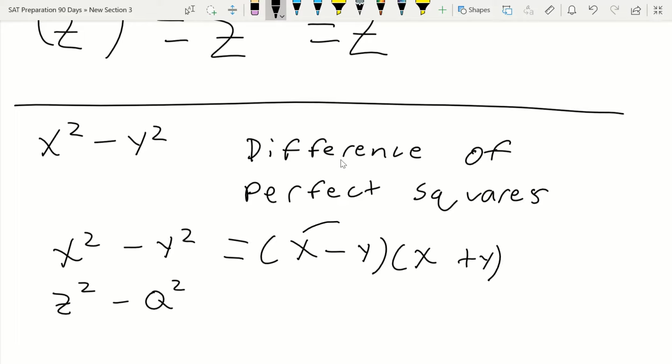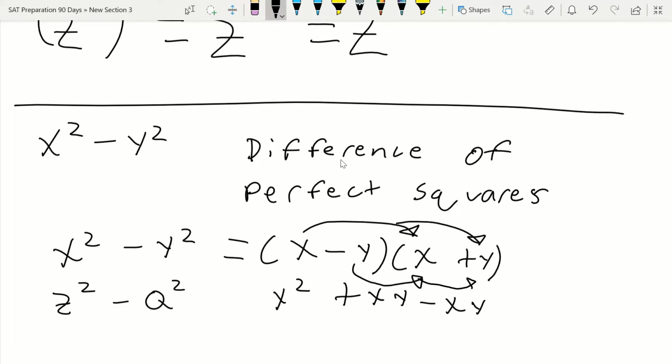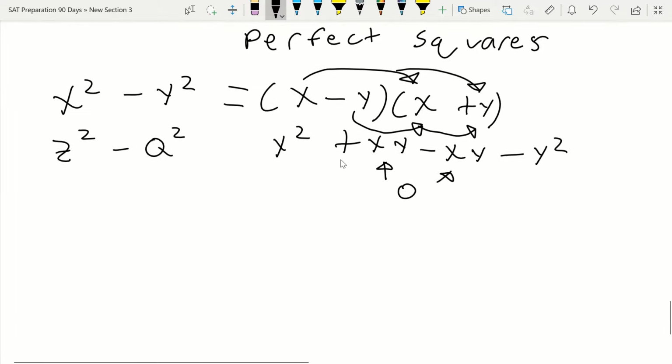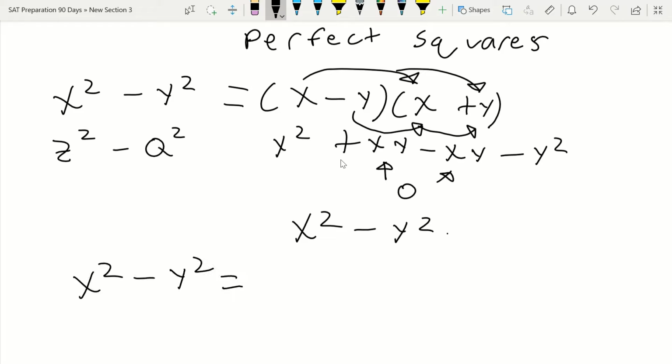Because when we do this, I'll go ahead and show you. We use FOIL. We do that x times that x, and we get x squared. Then we do this x times this positive y, so that's going to give us plus xy. Now we take this minus y times x, and now we have minus xy. And then we take that minus y and multiply it by y, and we get minus y squared. So this plus xy and this minus xy are going to cancel to give us 0, and we would be left with our x squared minus y squared. So we see that the equation we need to remember for our difference of perfect squares is x squared minus y squared is equal to x minus y times x plus y.